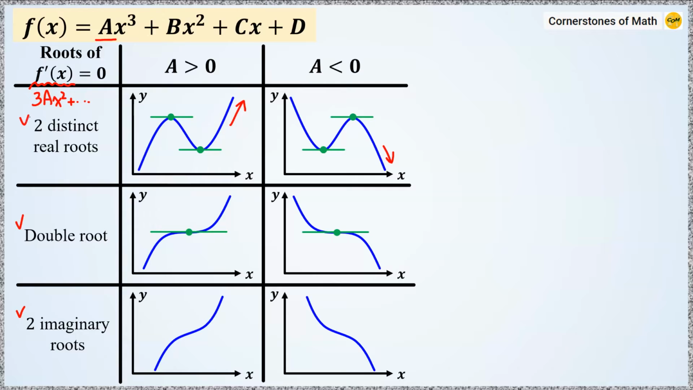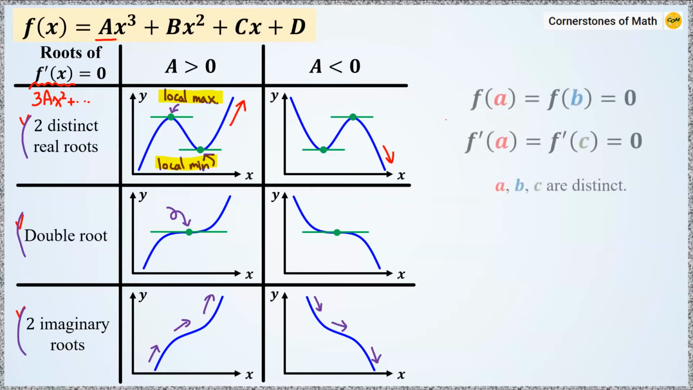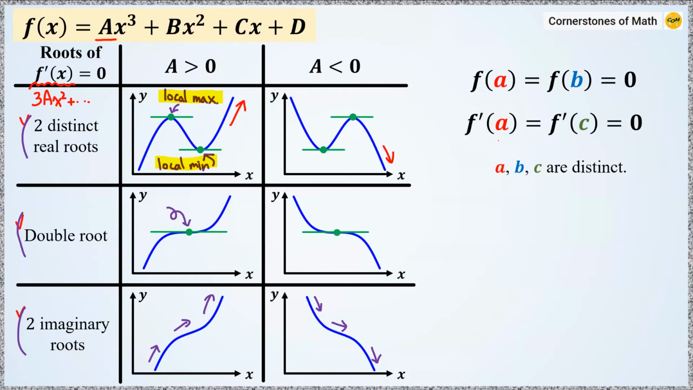First, f'(x) equals 0 having 2 distinct real roots means that there are 2 points where the slope becomes 0, hence the graph features a local maximum point and a local minimum point. When f'(x) has a double root, the slope becomes 0 only at a single point. Finally, for the case of 2 imaginary roots, the slope never becomes 0, so the graph always increases or always decreases. In the problem, it is given that the derivative becomes 0 at 2 distinct points where x equals a and x equals c. This only leaves the case where the slope becomes 0 at 2 different points, the local maximum and local minimum.